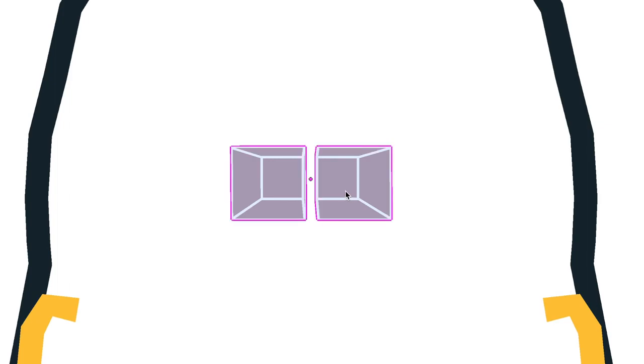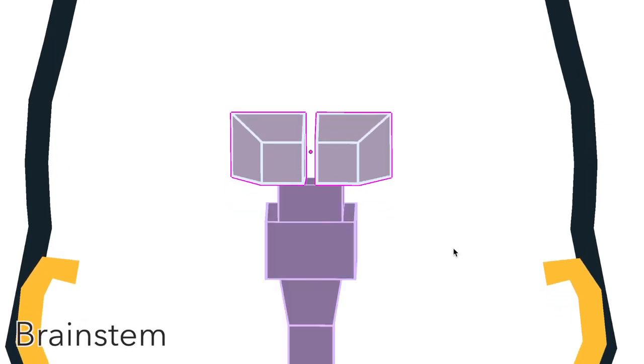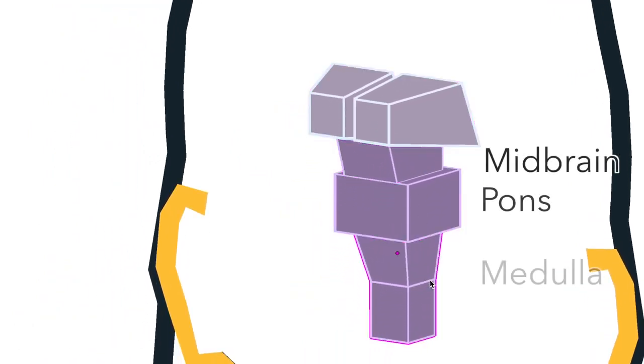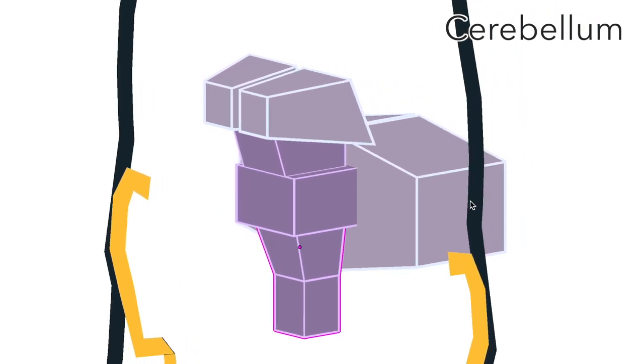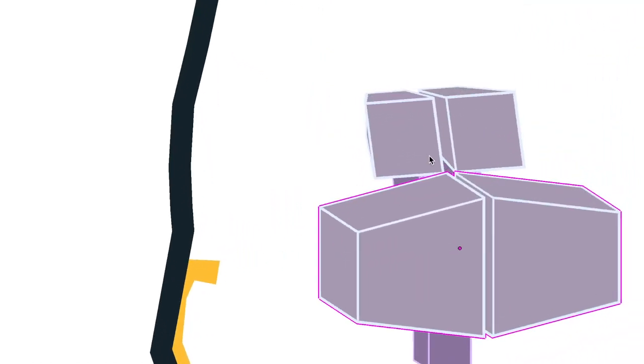Directly under the thalamus is the brainstem, which connects the brain to the spinal cord. It has three parts: the midbrain, pons, and medulla. The cerebellum, which means little brain, sits just behind the pons and under the occipital lobe. Above that, sitting in between the thalamus on either side, is the pineal gland.